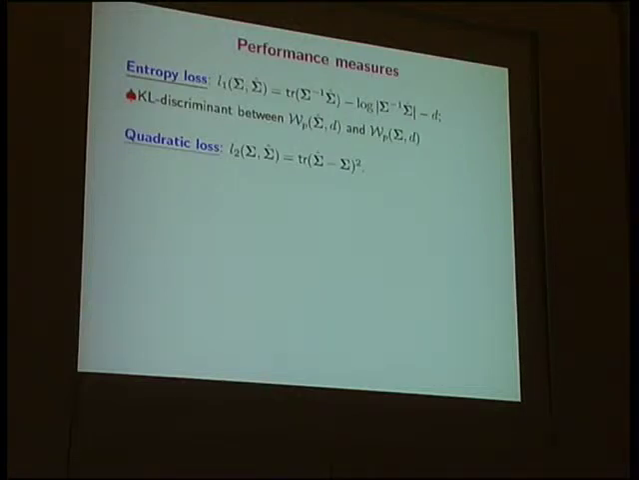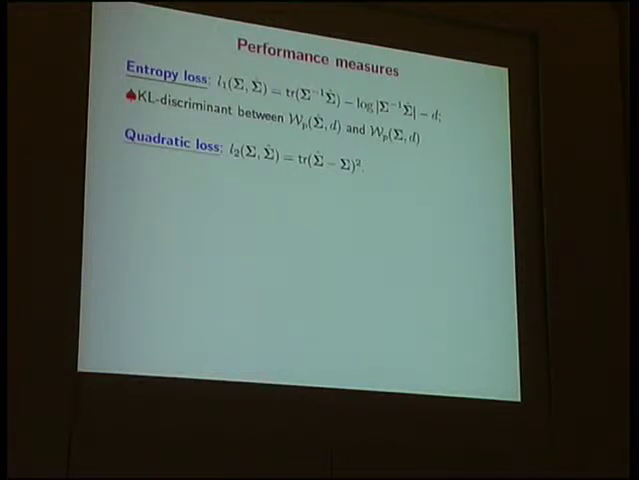So for performance, I have the true covariance matrix and my estimated covariance matrix, so you need a kind of loss. One kind of loss is the Kullback-Leibler distance, the discriminant information between two Wishart distributions. This is called entropy loss. The other one, people will probably say, let's take quadratic loss. That's just the Frobenius norm between these two, the sum of squares of all entries, right? So this would be the second loss.